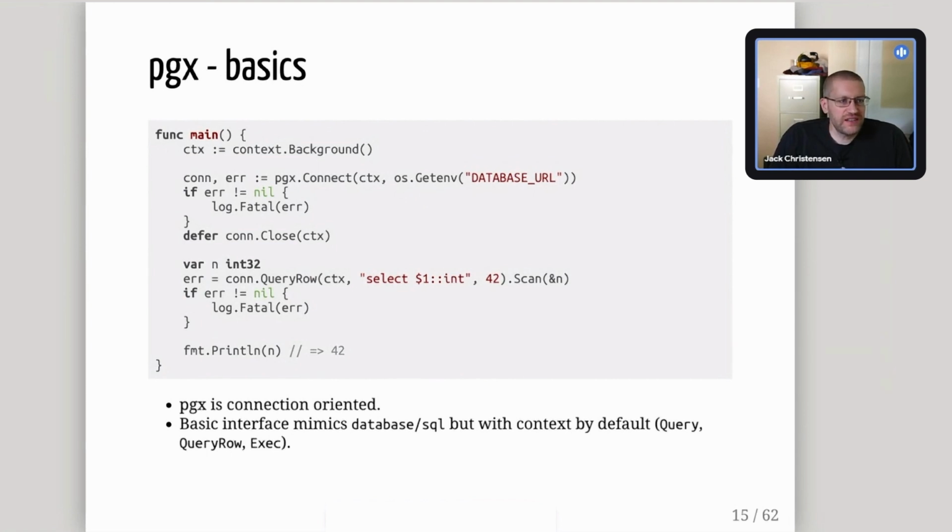So the next one down the stack is the PGX package itself. This is the main interface. And you can see with this example main function here, it looks pretty much like pgxpool. It's just we're getting back a connection instead of a connection pool.